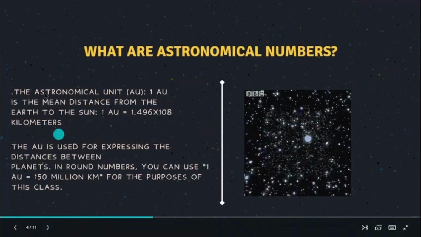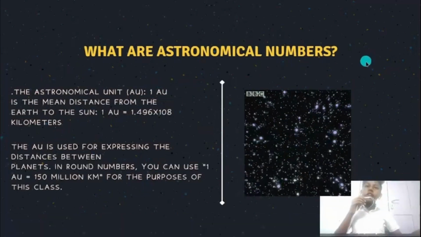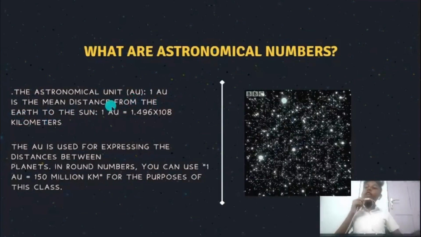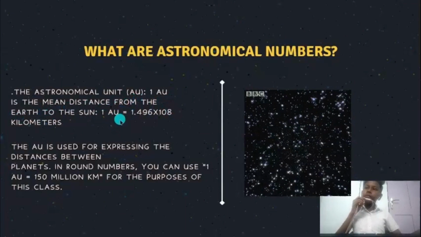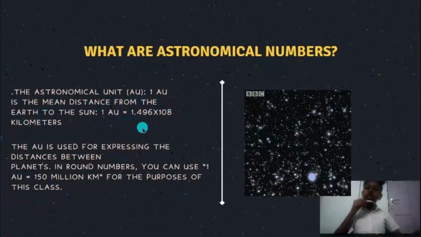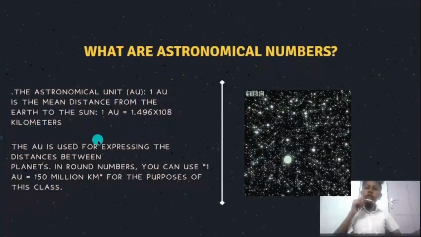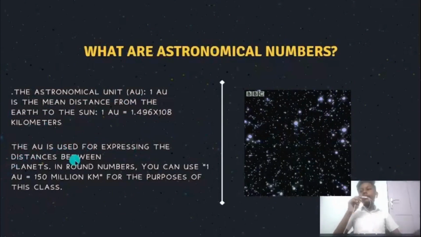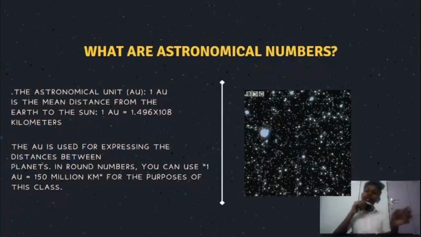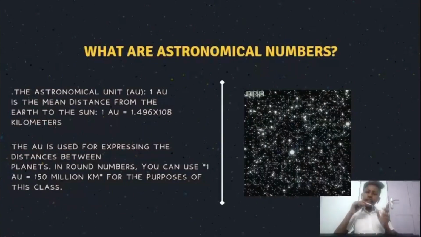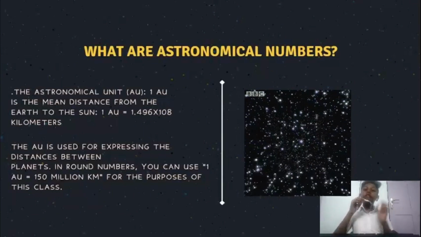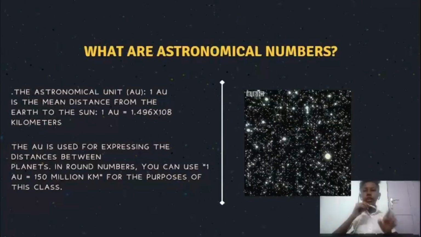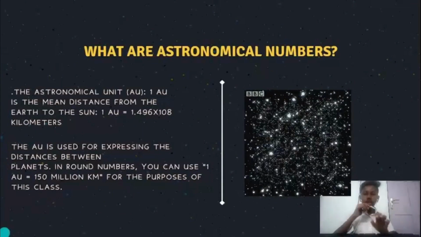What are astronomical numbers? The astronomical unit, AU: 1 AU is the mean distance from the Earth to the Sun. 1 AU is equal to 1.496 × 10^8 kilometers. The AU is used for expressing the distances between planets. In round numbers, you can use 1 AU equal to 150 million kilometers for the purpose of this class.